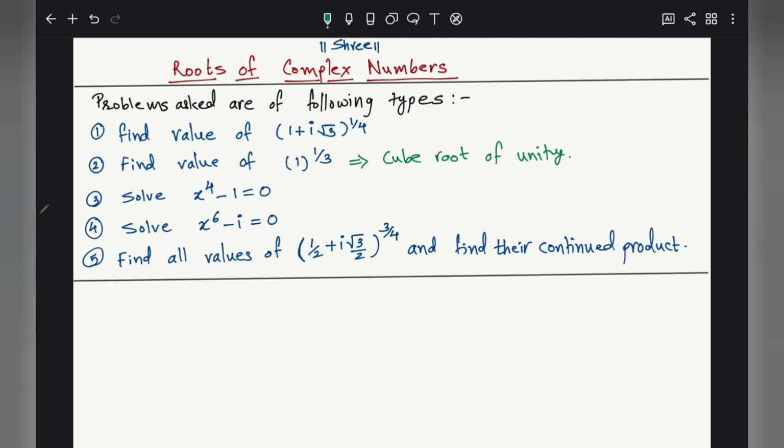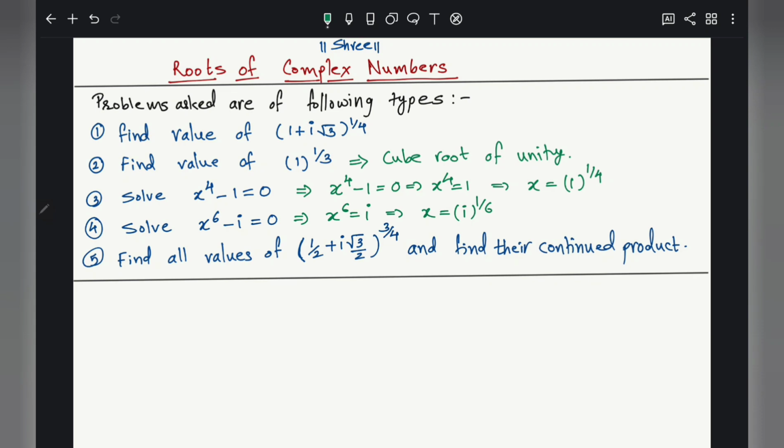Here as you see, x raised to 4 minus 1 equal to 0. This equation we have to solve. What do we mean by this? Okay, see, x raised to 4 minus 1 is 0 means we actually have x raised to 4 is 1, that is x is 1 raised to 1 by 4. So this corresponds to the fourth root of unity, right? Here you just see it is x raised to 6 is i. That means x is i raised to 1 by 6. So you have to find the sixth root of the complex number i.